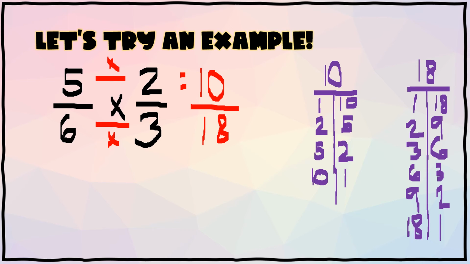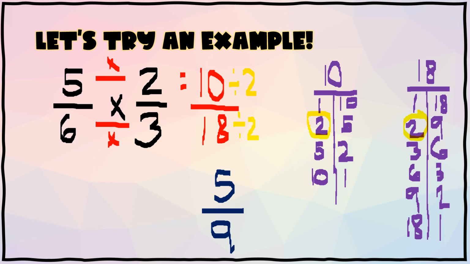So out of all of my factors that I see here, I can see that the greatest common factor between 10 and 18 is going to be that 2 that we see. So that 2 is the biggest number that they have in common. What that means is that I'm going to divide 10 by 2 and divide 18 by 2 to get my final answer, which I'm going to write in below. So 10 divided by 2 gives me 5, and 18 divided by 2 gives me 9.